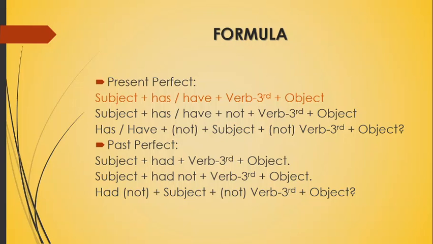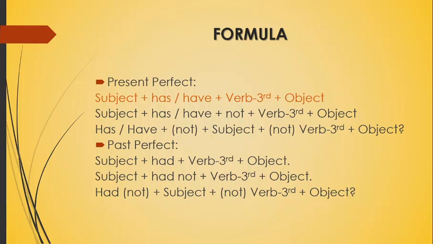You see, we reserve the has only for the third person singular number. All other persons, first person, second person, third person plural, singular and plural both, we use have, except third person singular. Third person singular includes the pronouns he, she, it, or any singular name, any individual name. With them, we use has. And we use the third form of the verb. If you remember, what is the third form of the verb? Yes, it is the past participle form.